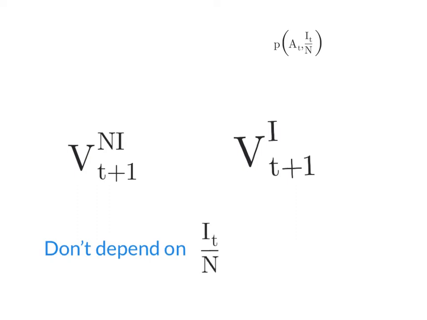Now, we can imagine situations where this doesn't hold. For example, let's suppose that a higher number of infected people today means that there's stress on our hospital system. So that may mean that we get a lower value tomorrow if we get infected, because we may not be able to get a hospital bed, or we may not be able to get as good medical treatment. In that situation, VI will fall as IT on N rises. So it is possible to come up with these situations. We're going to make the assumption, though, that neither of these values starting tomorrow depends on the proportion of the population infected today. It doesn't depend directly.